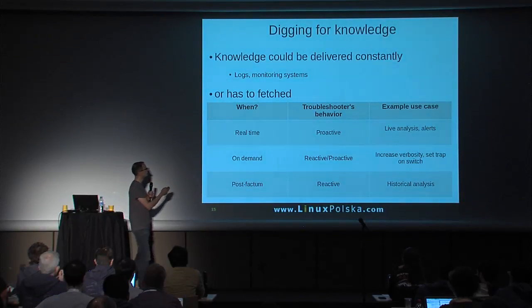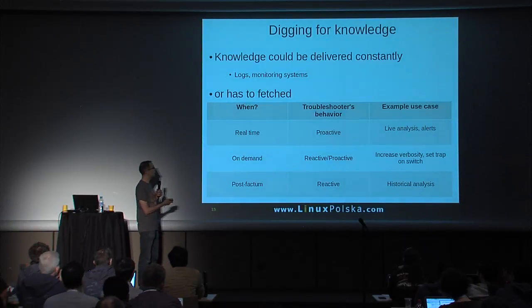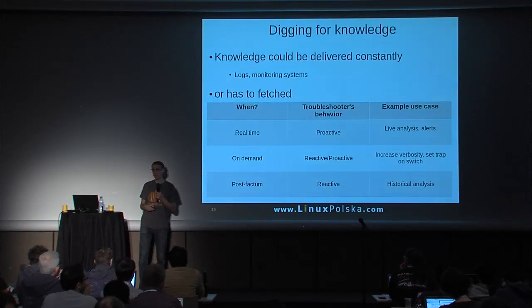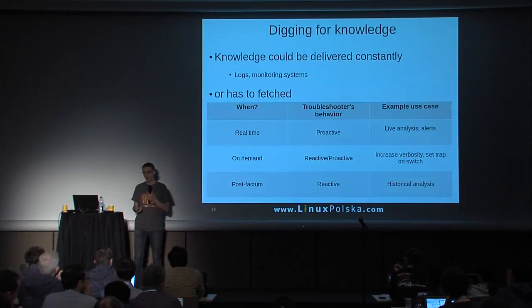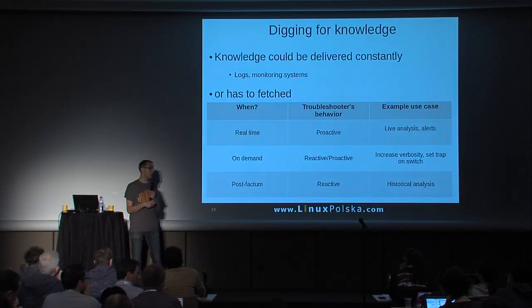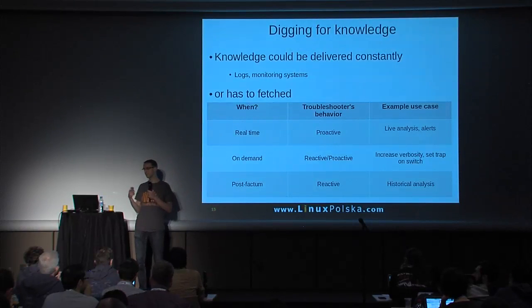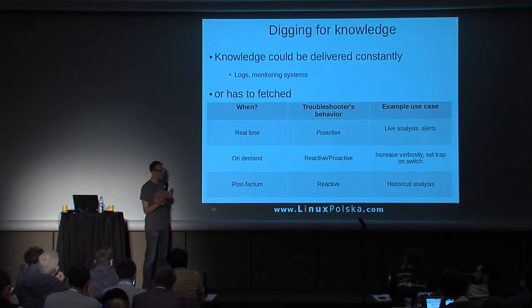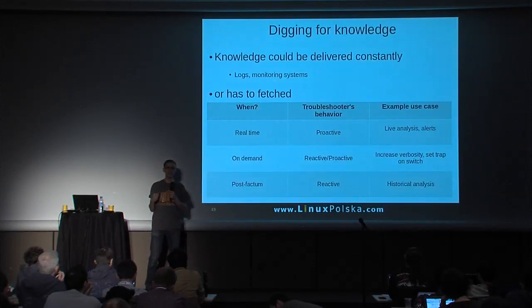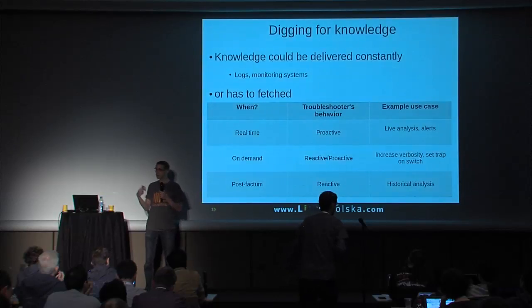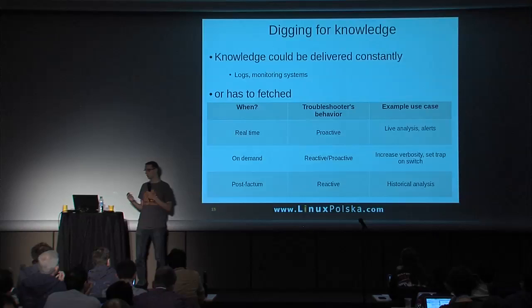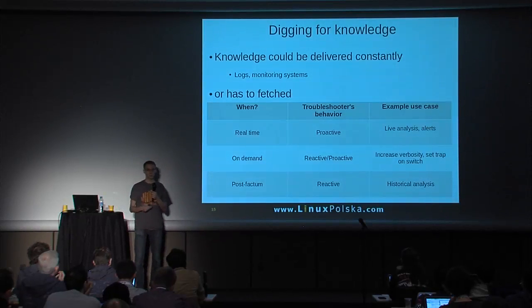So I have a table in here. And the first column describes when we are digging for the knowledge. So from time to time, we dig in real time. What I mean is that we want to observe what is actually being run, what is being done right now in this moment, and this requires a capability of live analysis, and is a prerequisite for triggering some alerts. And this is a proactive behavior of a troubleshooter, and being proactive is always better than being reactive.